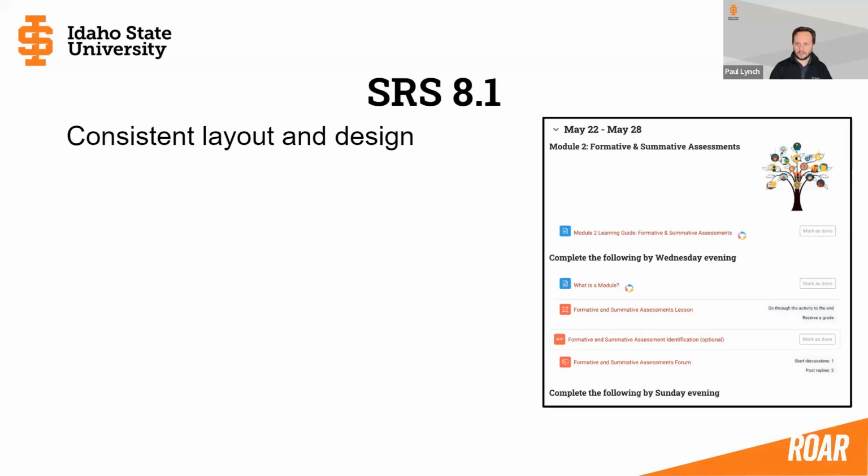We can look at a few things. The first one is consistent layout and design. Consistency in design and layout means that the course's visual elements should remain uniform throughout that course. This helps learners easily recognize and navigate different sections of the course, while at the same time allowing to minimize confusion in regards to finding things in the course.